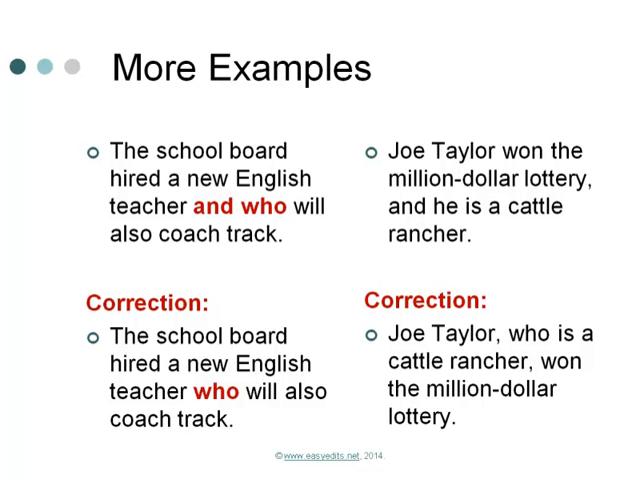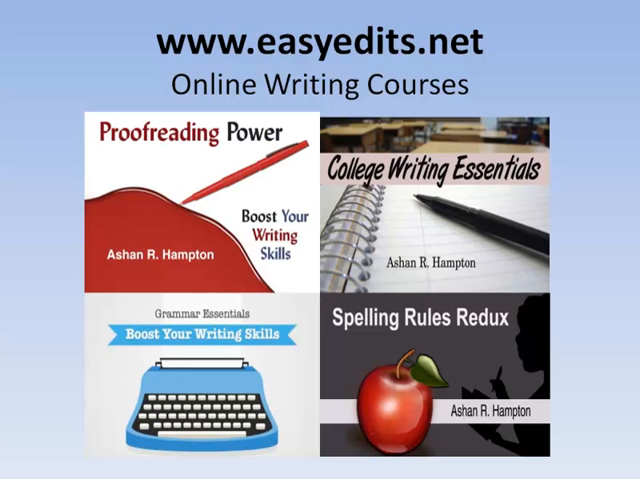So we actually use the relative pronoun who to make an appositive phrase. An appositive refers back to the subject, Joe Taylor. So an appositive basically gives a little bit more information about who Joe Taylor is. Joe Taylor is a cattle rancher. So you want to connect that idea within one sentence, and using the relative pronoun who is a good way to do that. All right, hopefully this presentation has been helpful to you.